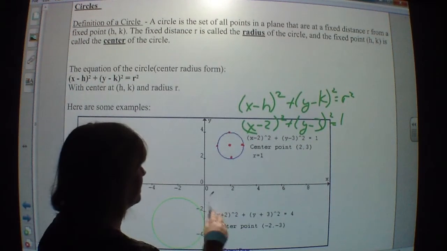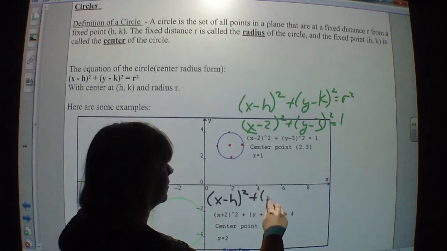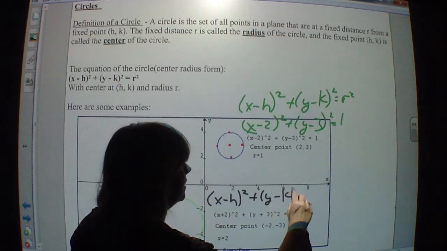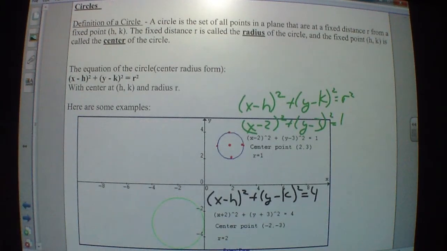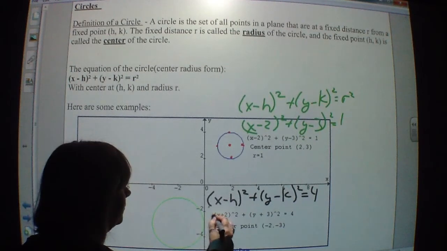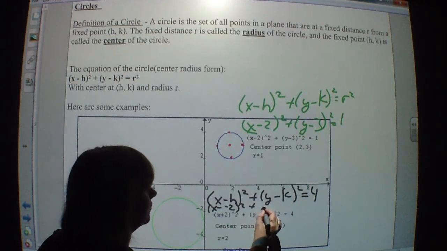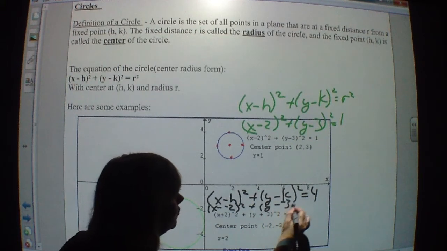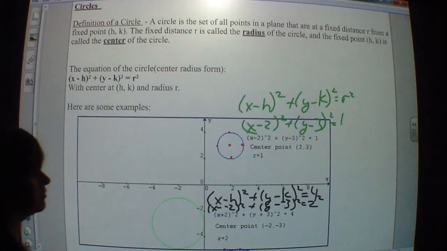The next one, (x plus 2) squared plus (y plus 3) squared is equal to 4. Well, here I don't have an x minus, I have an x plus. So I could think of it as x minus a negative 2. And I could think of this as y minus a negative 3. I just rewrite it a different way.